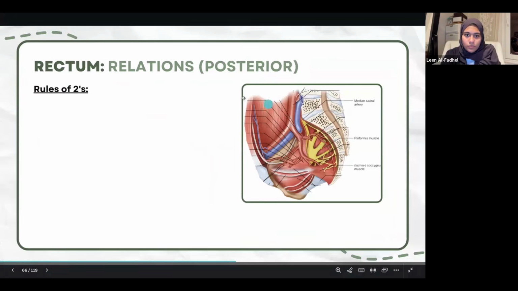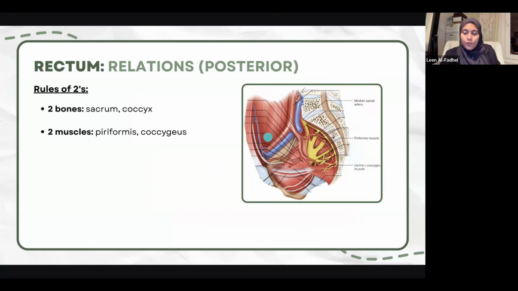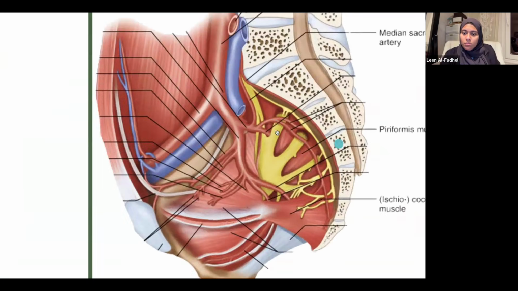Next. Okay, now posteriorly, both genders have the same exact posterior relation, so less things to memorize. So, rule of twos again. Two bones, sacrum and coccyx. Two muscles, piriformis and coccygeus.